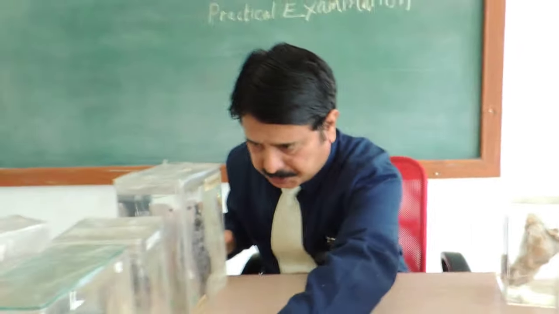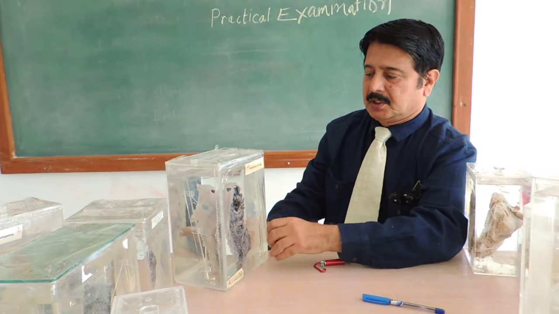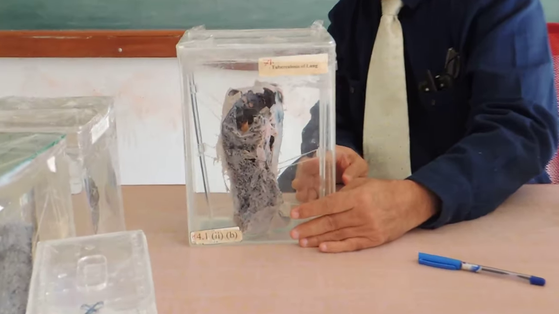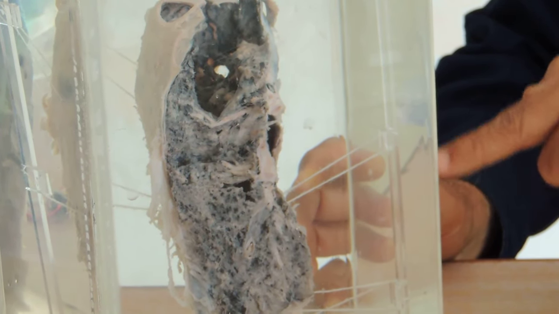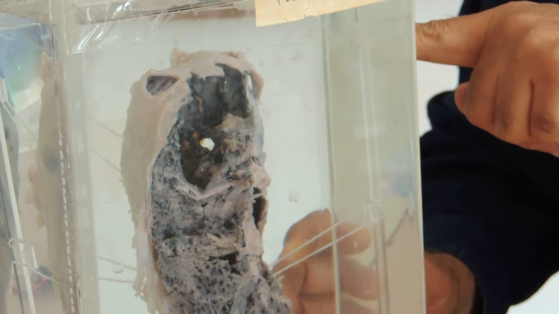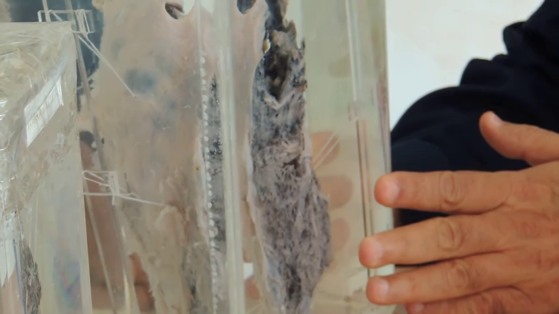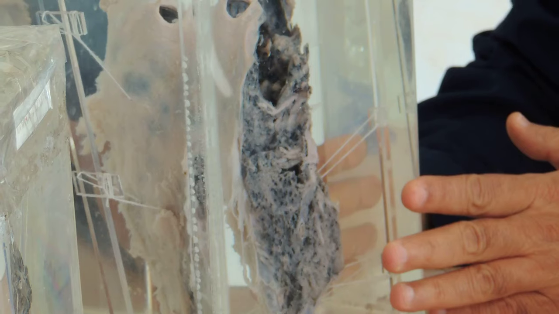For example, we can go to the lungs. Now this is the specimen. What does it show? I have to see from the other sides. And yes, this is the wet mounted formalin fixed specimen of the lung. And on the upper lobe there is a cavity. The cavity is about 3 by 4 centimeters. And the cavity has got a rough wall, ragged wall.